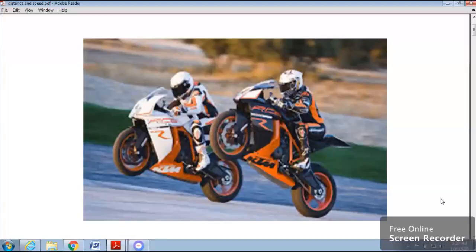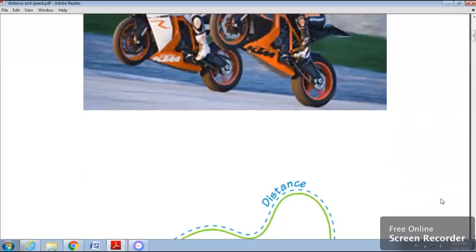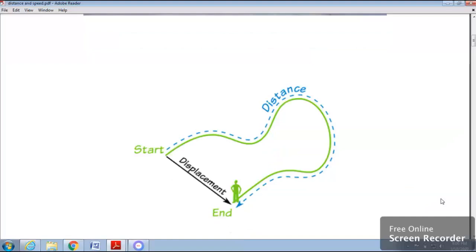Hello my dear students. Today we will discuss the most interesting topic of chapter 2, which is distance, displacement, speed and velocity. So very first we'll start with distance and displacement. Distance, the total length of path through which a body moves, is called distance traveled by the body.